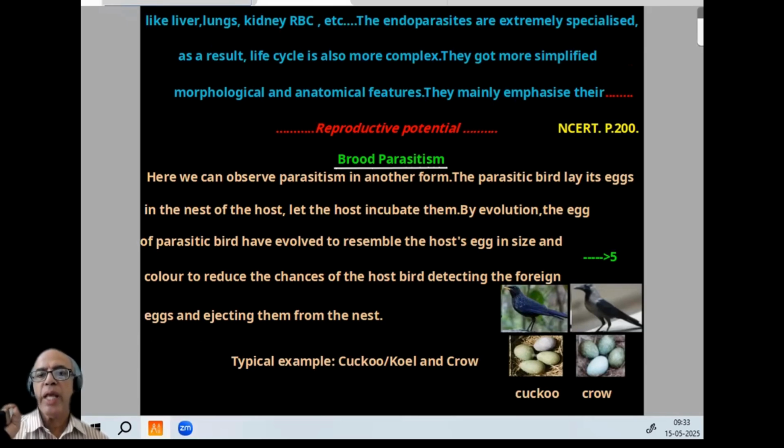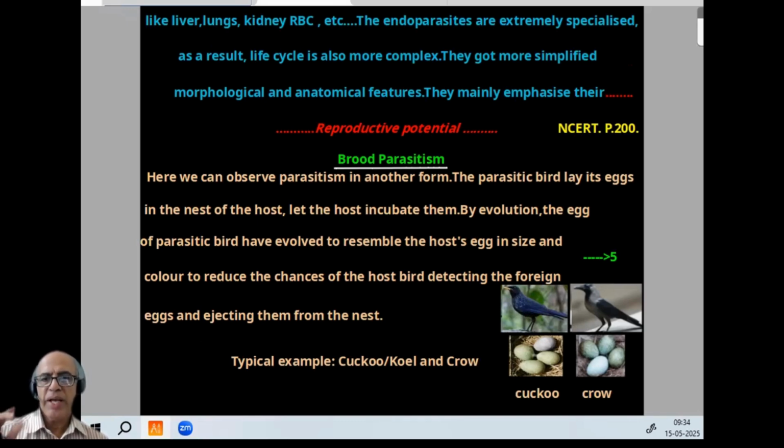But remember, they mainly emphasize their reproductive potential. A question we can anticipate here: the importance of reproductive potential in connection with parasites. The list is liver, lungs, kidney, RBC, with a comma after kidney. I think the idea is clear. NCERT page number 200 is given. Now comes the next term, brood parasitism. Brooding, all of us are familiar with. So how can we observe parasitism in another form?